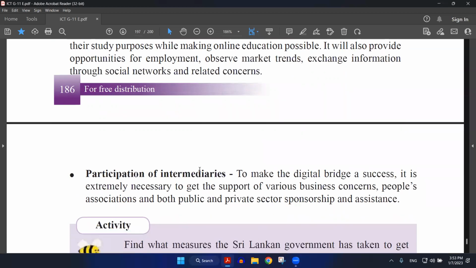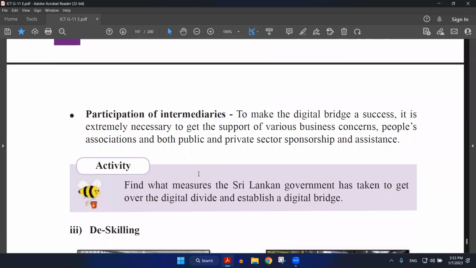And participation of intermediaries, right? You can be a middle person, as a businessman, as a teacher, as a people's association, and you can help both parties. You can contact the people who have the resources, and take sponsorships to the people who need them, which will help the digital divide to be bridged through this process, right?